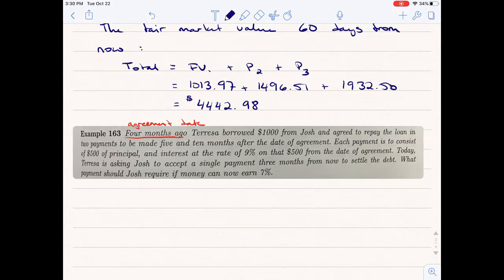Each payment is to consist of $500 of principal and interest at the rate of 9%. Today is already on here, so we don't have to put it on there again. But Teresa's asking Josh to accept a single payment 3 months from now, which is another tick on there. It ends up being another tick.